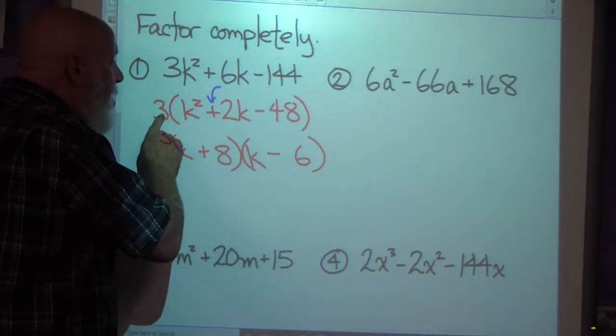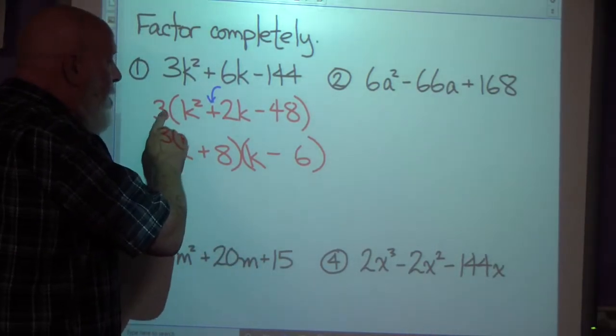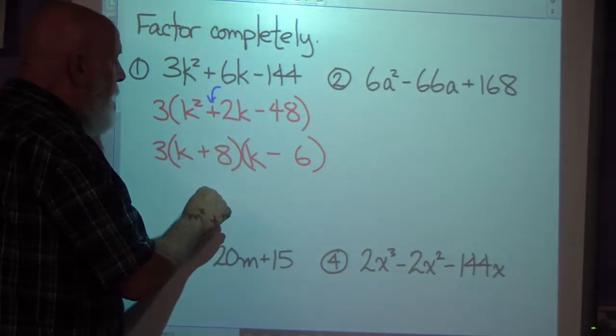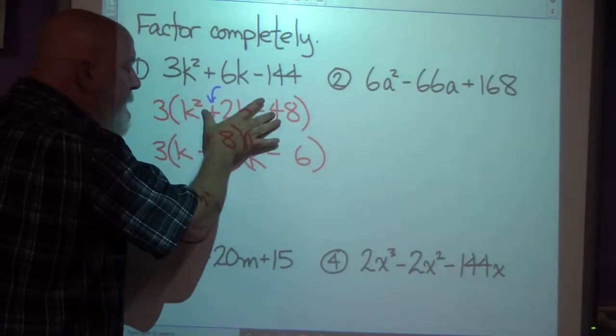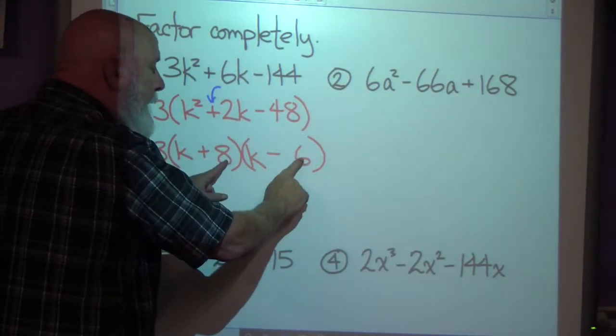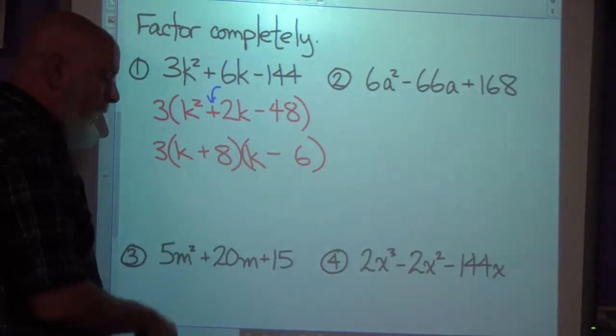So providing that I factored this 3 out correctly, and I've already checked it, 3k squared plus 6k minus 144, this much is factored correctly. Then from here to here, I just did that check. These two multiply together to give me this one, and they add together to give me that one. This is factored correctly.